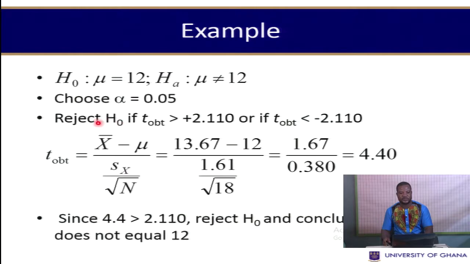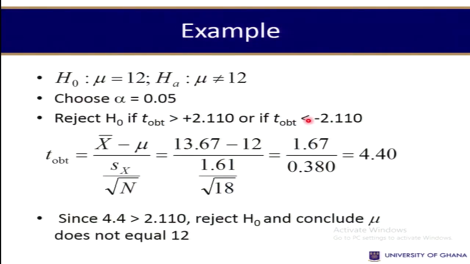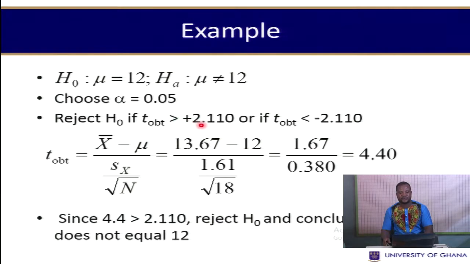And remember, it is 2-tail, so one point of rejection will be at the negative end of the curve, and the other will be at the positive end of the curve. So this is our decision rule. We are going to reject our H0 if our T observed, the one we are going to calculate, is greater than positive 2.110, and we also reject our H0 if our T observed is less than negative 2.110. So that is the decision rule that we've set over here.